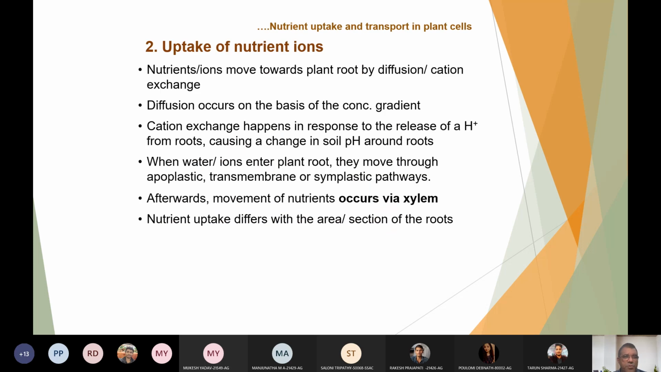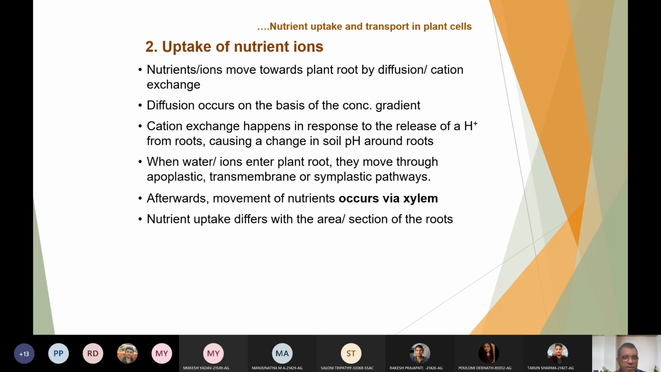Now, uptake of nutrient ions. Nutrient ions move towards the plant root by diffusion or cation exchange. Diffusion occurs on the basis of concentration gradient. Cation exchange happens in response to the release of hydrogen ions from roots, causing a change in soil pH around the roots or in the rhizospheric area. When water or ions enter the plant root, they move through apoplastic, transmembrane, or symplastic pathways. Afterwards, movement of nutrients occurs via xylem.